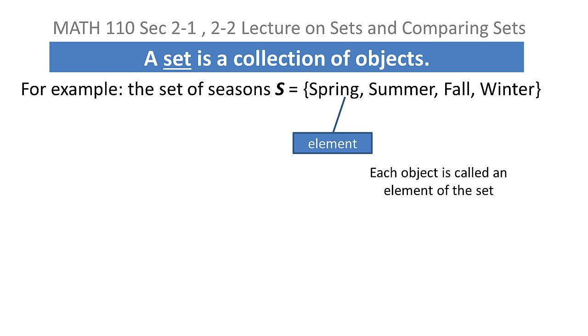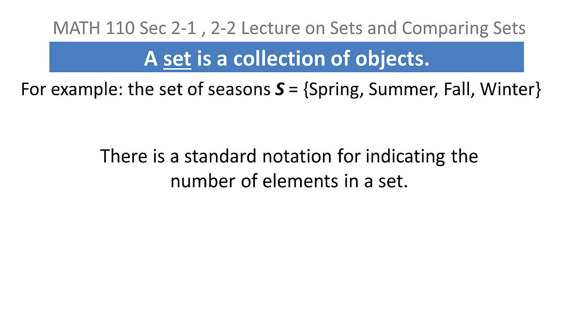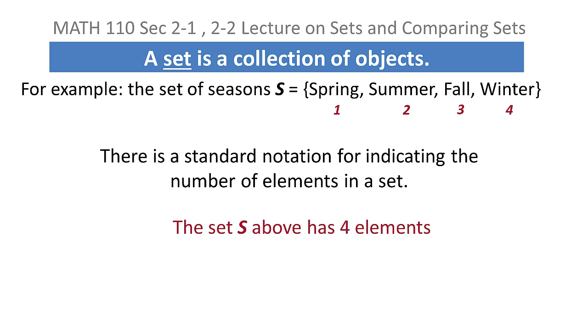Each season, carrying this example through, would be an element of the set. And in general, each object in a set is called an element. So not only is spring an element, but summer is an element, fall is an element, and winter is an element. So this set has objects called elements. There's a standard notation for indicating the number of elements in the set. In this set, there are 4 elements, obviously. And so we write small n and in parentheses the set. So I would read that as the number of elements in set S is equal to 4.